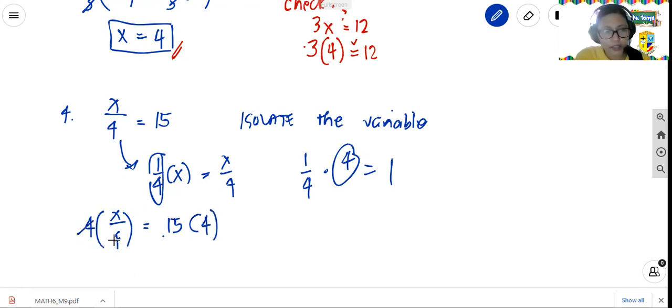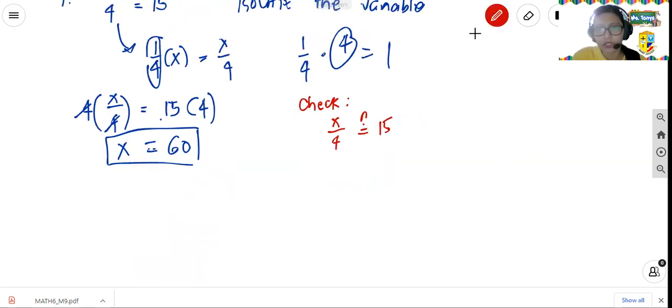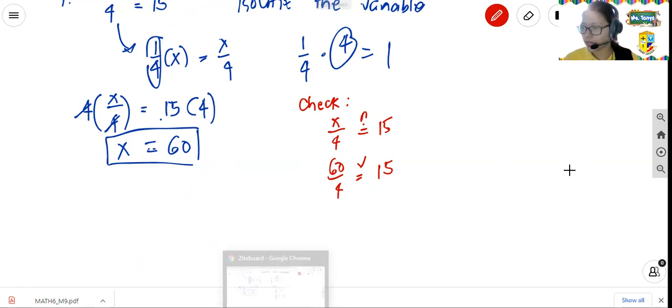So this one will cancel. I will just have the x on the left side. And then 15 times 4, that's actually 60, right? So that means x is equal to 60. But again, we have to check if this holds true to our equation. So x over 4, is it equal to 15 when x is equal to 60? So 60 divided by 4 is indeed equal to 15. So that is how we will be applying the multiplication property of equality.